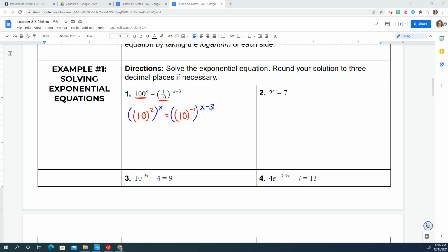And then we can use some exponent properties here. If I have a power to a power, I multiply those. So that's the same as 10 to the 2 times x, which is 2x. Here, 10 to the negative 1 times x minus 3, I have to multiply those exponents, so I'm going to have to distribute. I get negative x plus 3. Power to a power, you multiply those. In that case, you have to distribute.